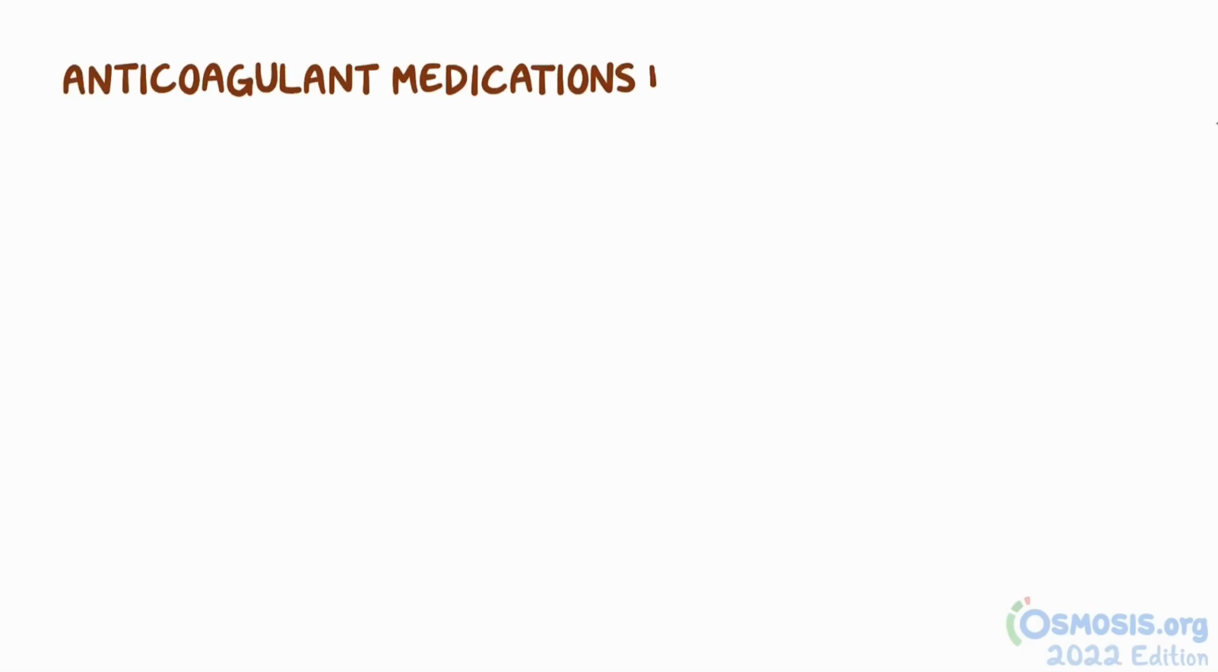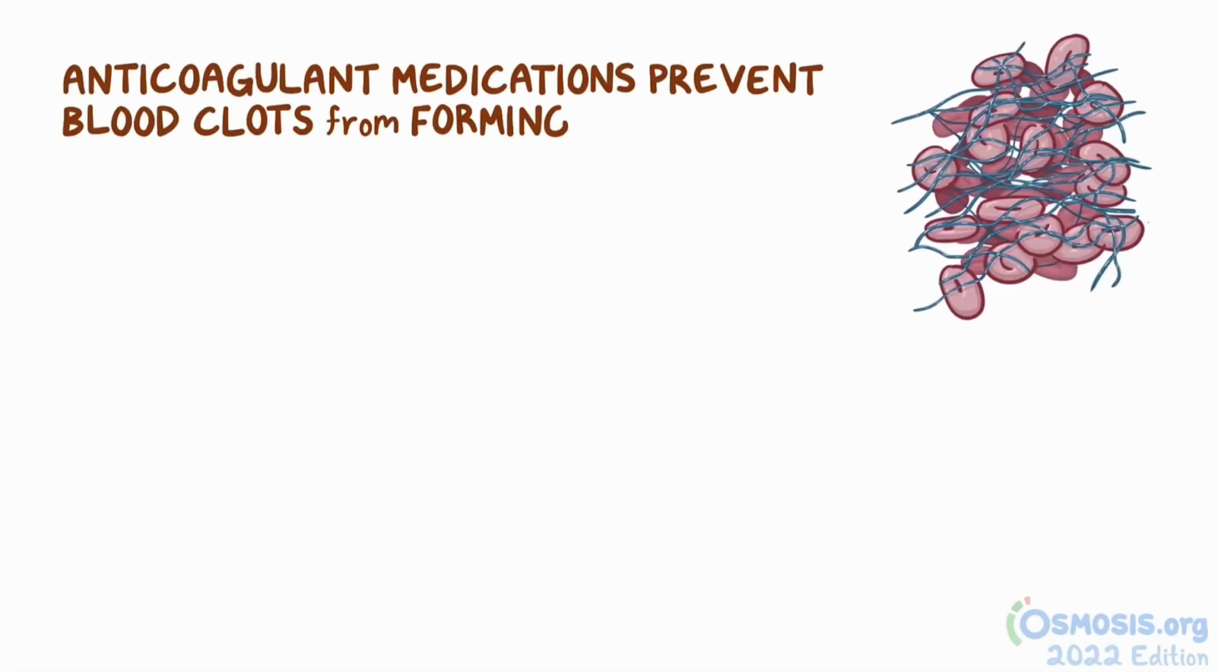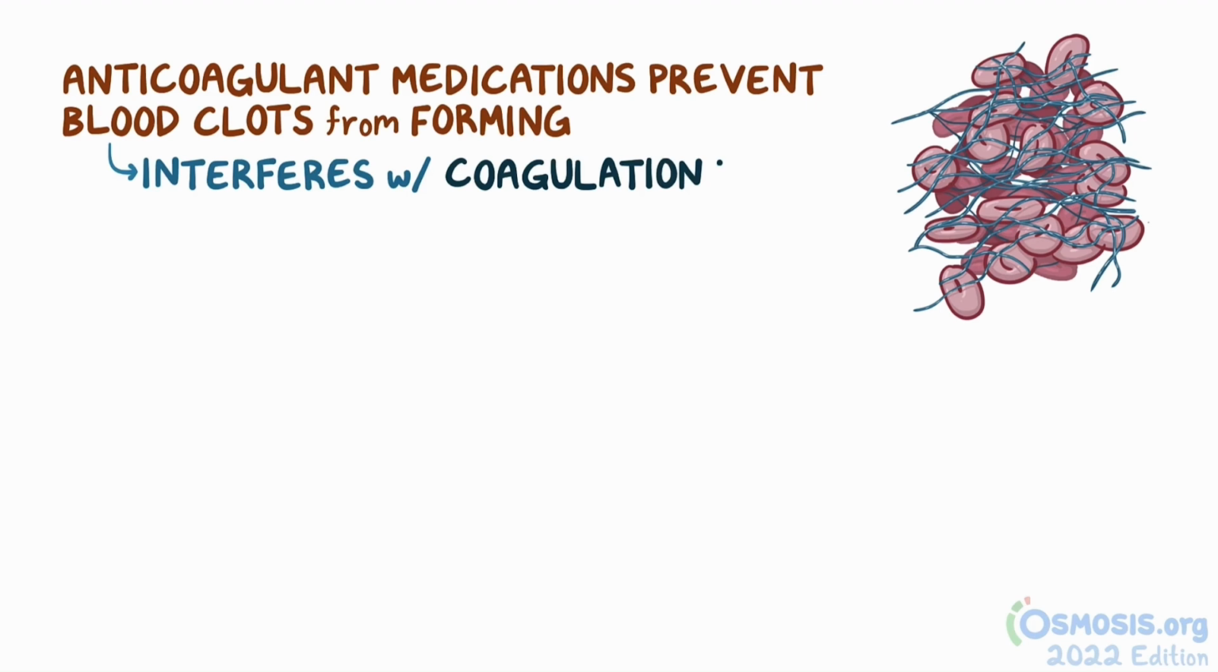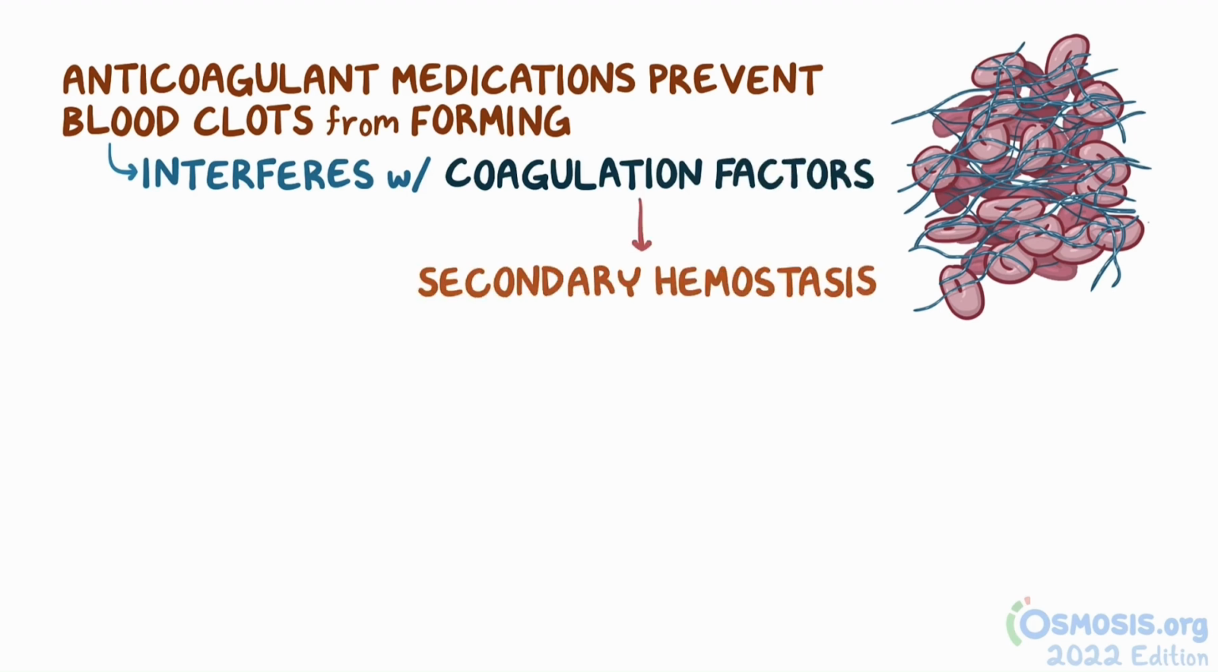Anticoagulant medications are used to prevent blood clots from forming. These medications work by interfering with the normal function of plasma proteins called coagulation factors, which take part in secondary hemostasis, where hemo refers to blood, and stasis meaning to halt or stop.